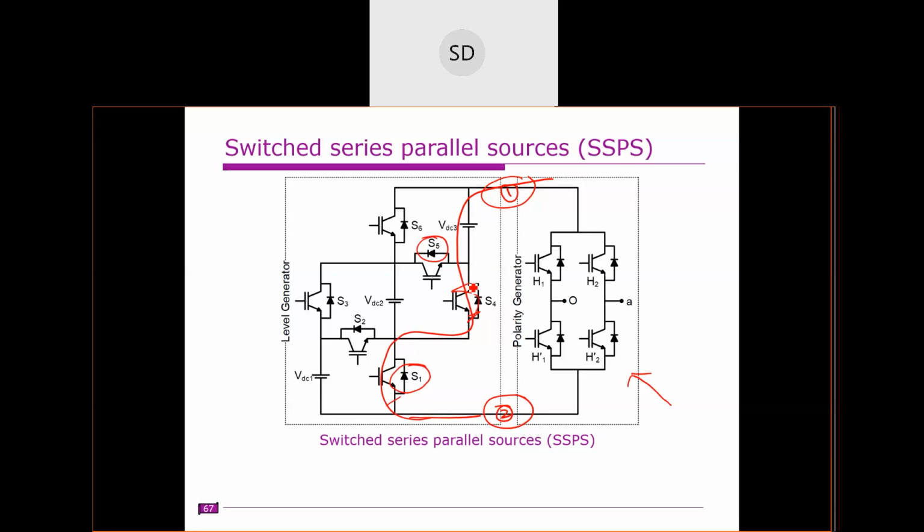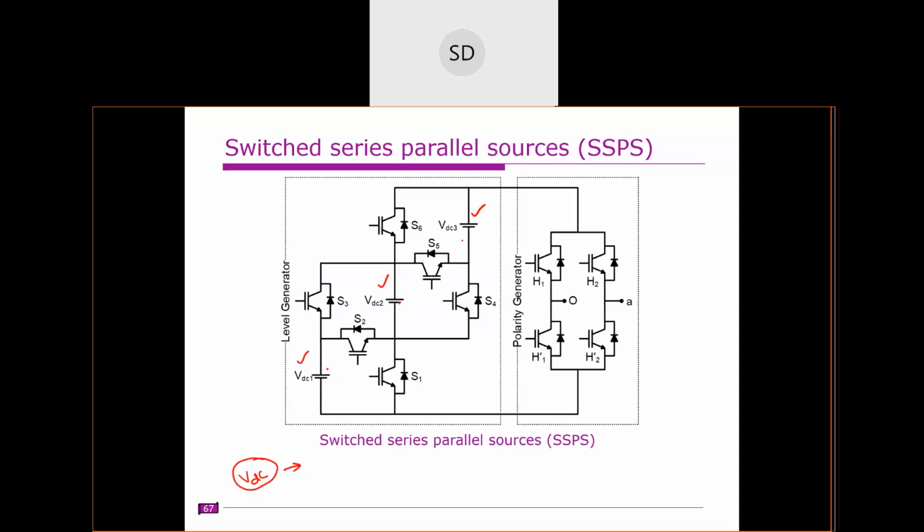But if you notice, its name is switched series parallel sources. Why is it called like this? If you want a VDC level, for example, you can operate this one, or this one, or this one. We have three options.